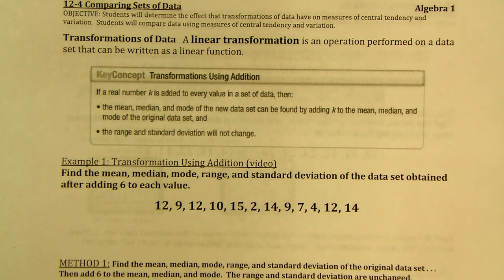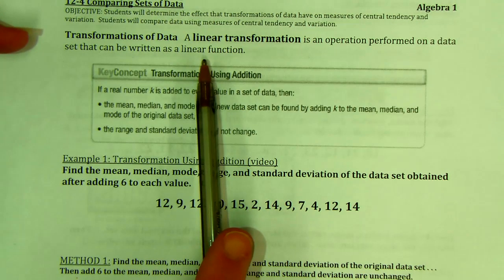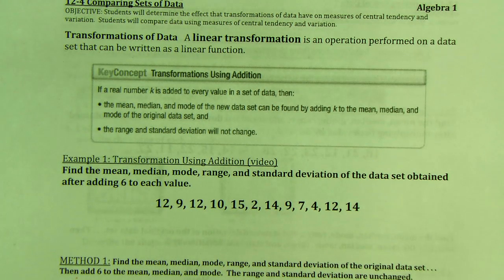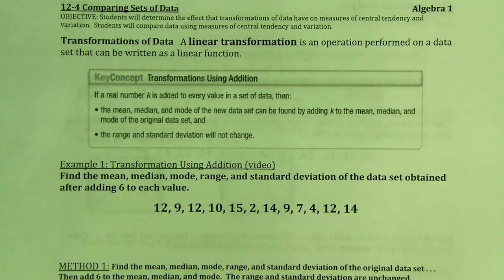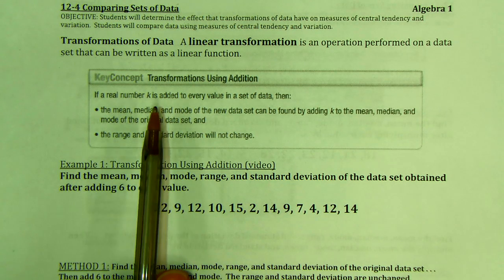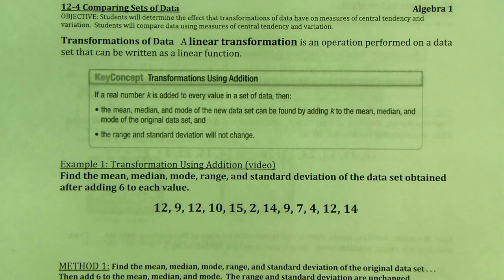More specifically though, right here, this is talking about if you take a set of data and you transform it. They call it a linear transformation when you do an operation to the data that you could write as a linear function. The first type of linear transformation would be when you just add the same number, k, to every number. Maybe your k is 5, maybe your k is 3, maybe your k is -4, and you add the same number to every value. Let's look at what happens.